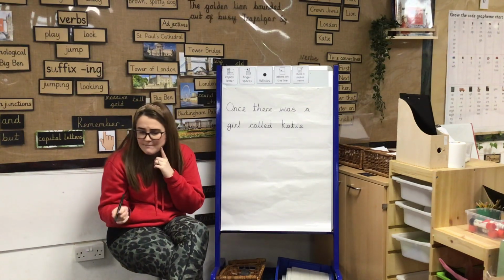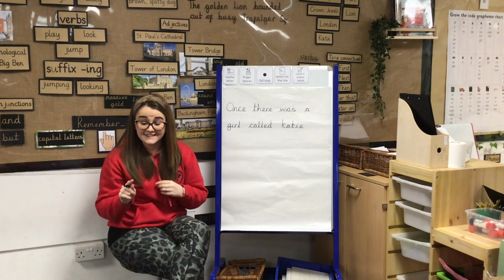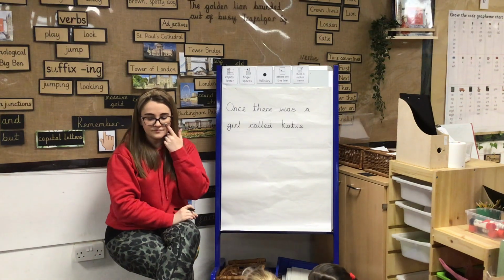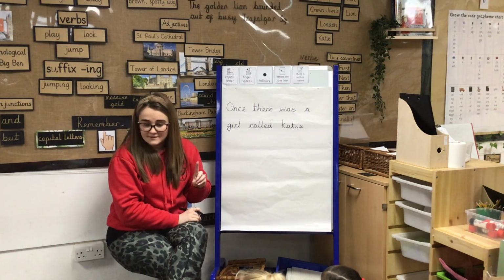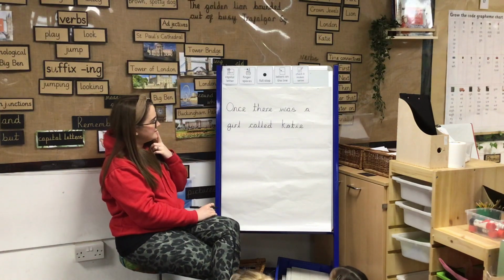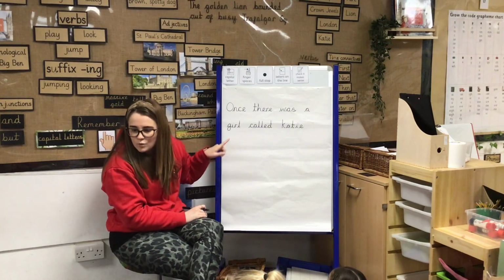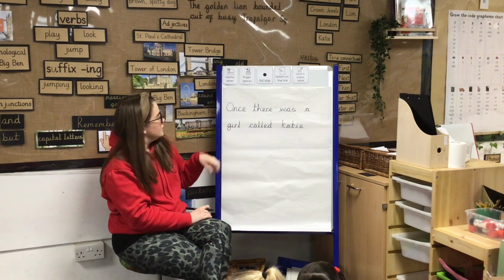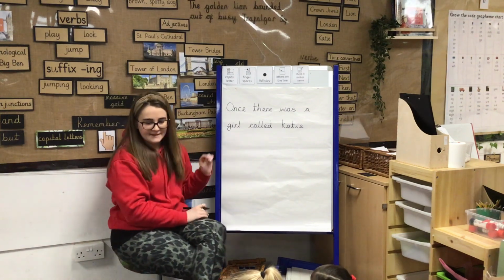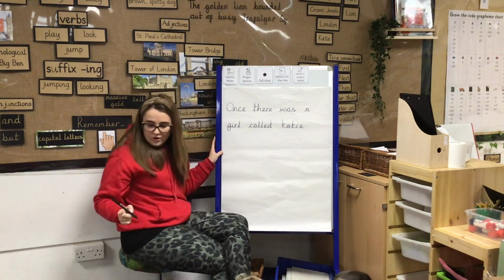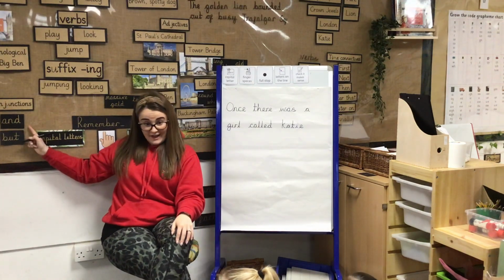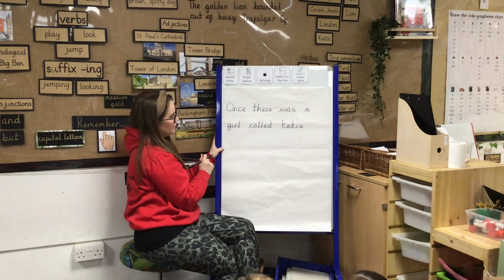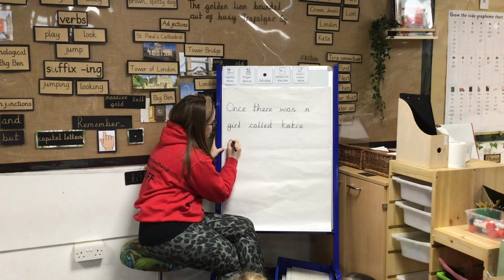Now I do need to remember here that I need to say where she went. Let's sit up tall, listening ears, looking eyes. So I think for my sentence, I'm going to say where she went next, and then I'm going to say who she went there with. So once there was a girl called Katie, and one day, I get to use my conjunction as well, and, so we're extending that sentence.